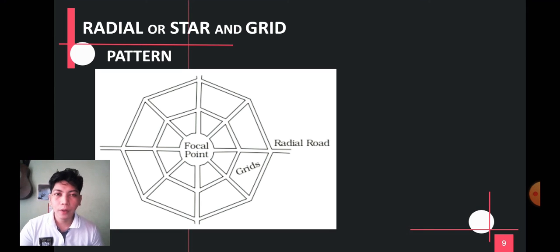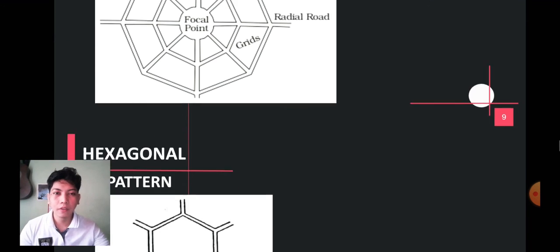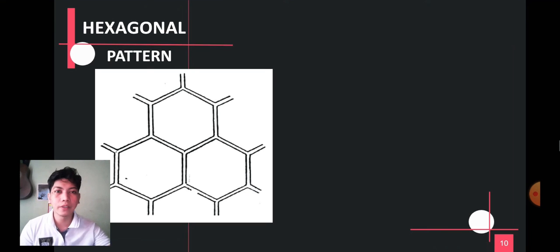And the grid, as we all know, is a network of lines that cross each other to form a series of squares or rectangles. So much for that radial pattern. We are going to talk about the hexagonal pattern. So what is a hexagonal pattern, by the way?